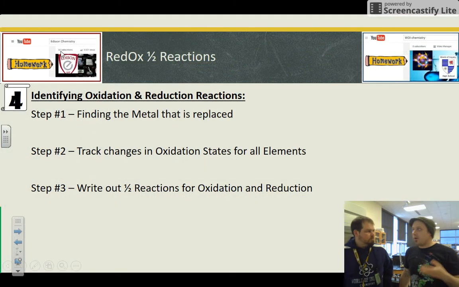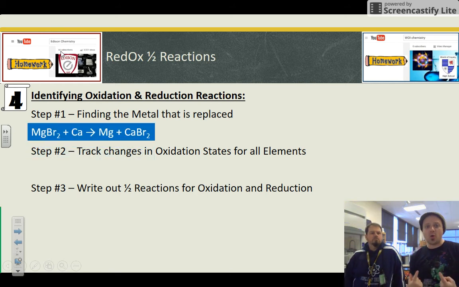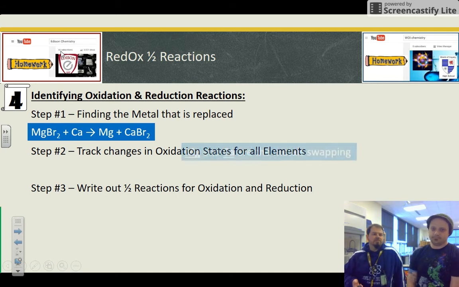And in order to do that, whenever you're presented with a whole reaction, the first thing you've got to do is figure out what metal is involved in being replaced. Because these are all single replacement reactions, really, that we're going to show. So there's the first piece. It is a single replacement reaction. When you see a double replacement reaction, that doesn't work for redox.